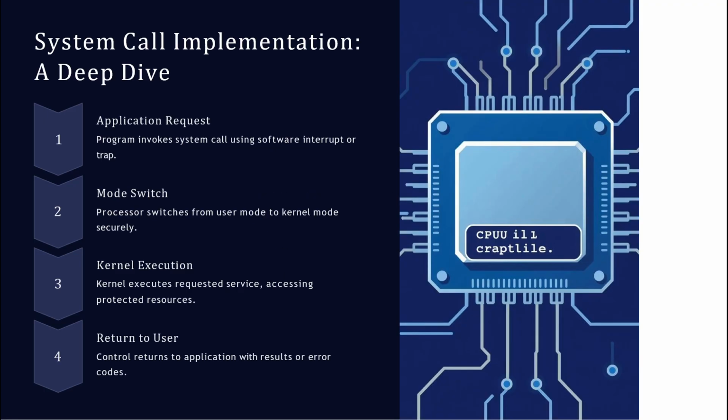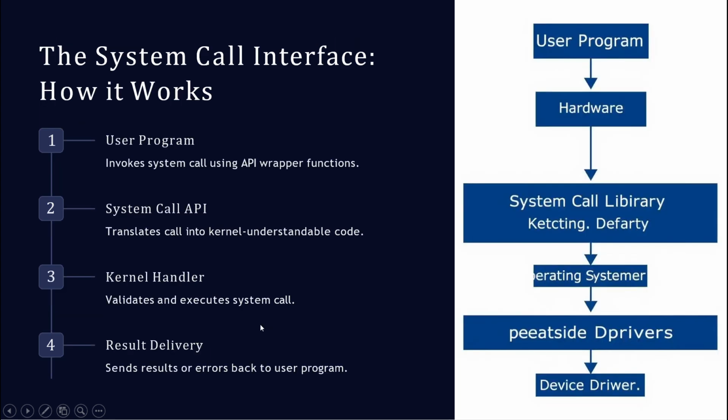So next is system call implementation, a deep dive. Implementation of system calls: application request, mode switch, kernel execution and return to user. Next is the system call interface, how it works. Here is the flow chart of system calls: user, then hardware, then system call library, then operating system, then kernel side drivers and then device driver.